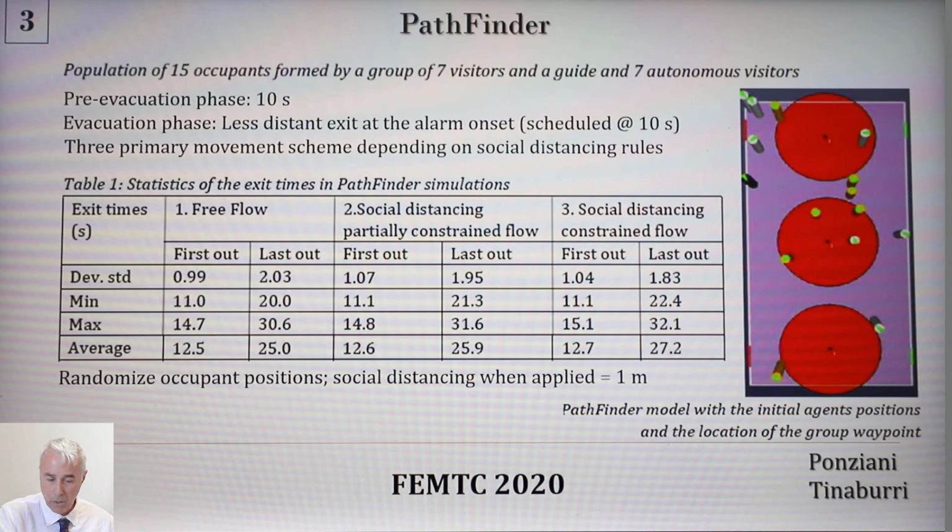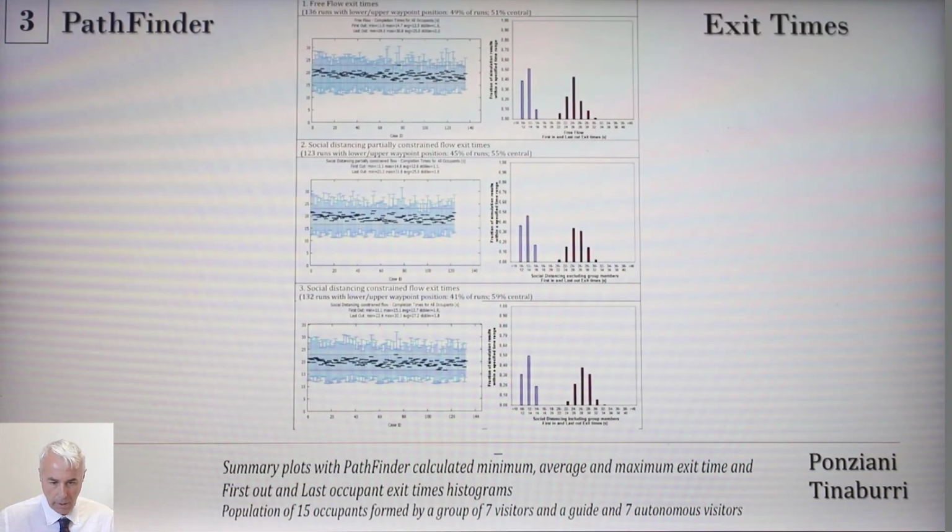3 primary schemes are adopted: simulating free flow, partially constrained flow with social distancing, or totally constrained flow with social distancing. We see the results, where the averages after several runs are reported. There is a little delay when the social distancing constraint is more stringent, more strict. The exit times are shown here in their ranges, and also the first and the last out.